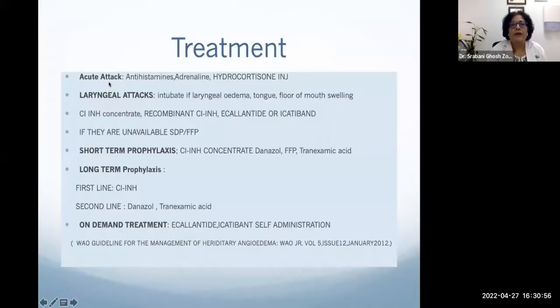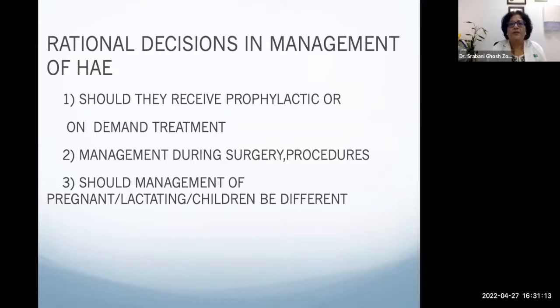For treatment of an acute attack, you can give short-term prophylaxis, or you can put your patient on long-term prophylaxis, or you can decide on on-demand treatment depending on your patient's signs and symptoms. Rational decisions in management of hereditary angioedema, whether they should receive prophylactic treatment or on-demand treatment, will depend on the severity and the frequency of the attack. Management during surgery or procedures needs special considerations. I will come to that. And management of pregnant and lactating women becomes tricky because you can't use many drugs in them.